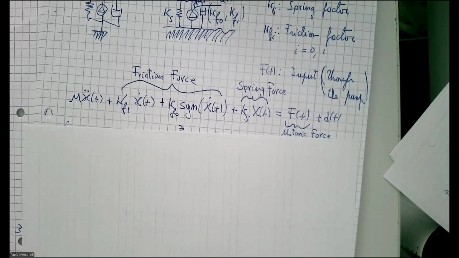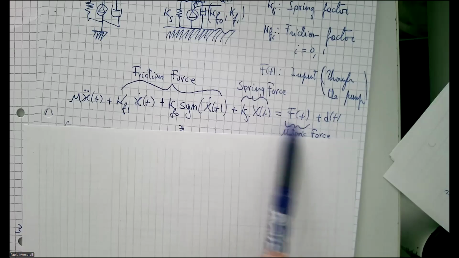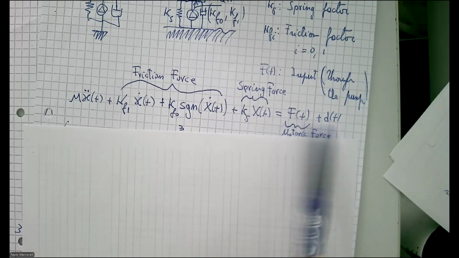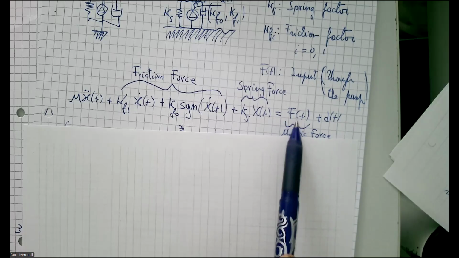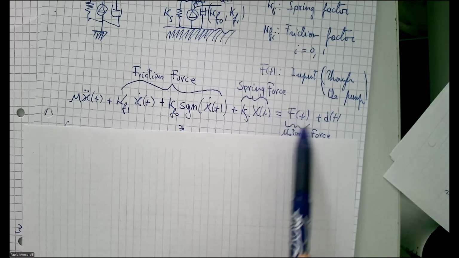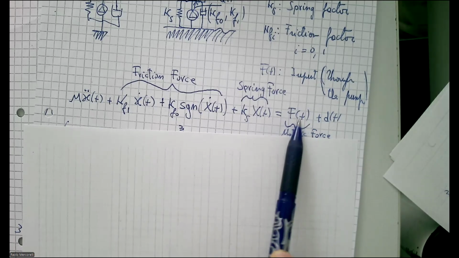Look at this equation. If the disturbance is acting directly on the mass, this is the model in which we can see that the disturbance is at the level of the force. We can see the input force. I can do that in the system here thanks to this f of t. F of t is the output of the controller.